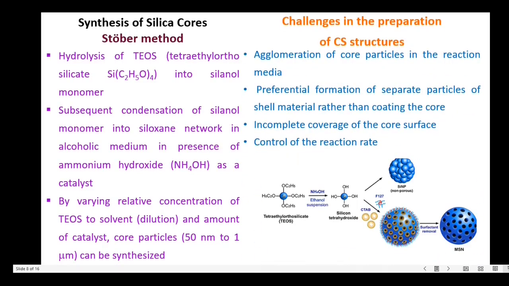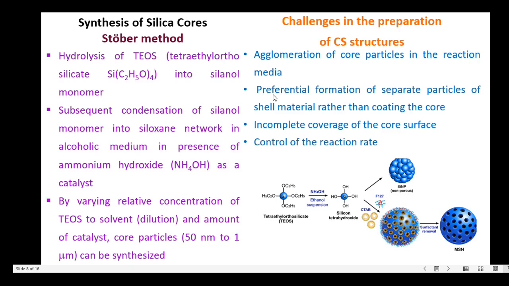Now let's see various challenges in the preparation of core-shell nanostructures. First one is the agglomeration of the core particles. Agglomeration occurs due to the adhesion of the particles to each other in the reaction media. So to avoid the agglomeration, the pH of the solution should be maintained, and a suitable surfactant material should be used. The other challenges are incomplete coverage of the core surface and having control over the reaction rate.